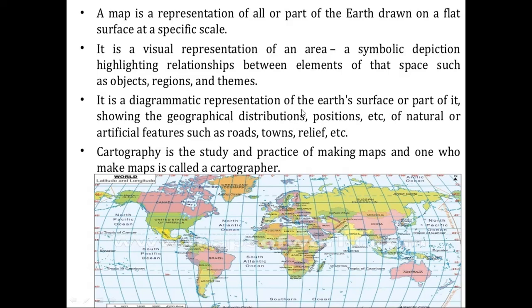It is a diagrammatic representation of the earth surface or part of it, showing geographical distribution, positions, etc. of natural or artificial features such as roads, towns and relief. So everything appears on the map, road network, railway network, towns, buildings. And cartography is the study and practice of making maps, and one who makes maps is called a cartographer.